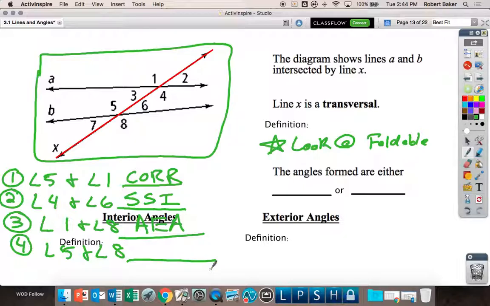Vertical angles. And then Luke checks, vertical angles is not in my foldable. But we talked about vertical angles, didn't we? Vertical angles are little bow tie angles, remember? Those are vertical angles. So that is still on the table. I can still ask you about that. Vertical angles, they share a vertex.